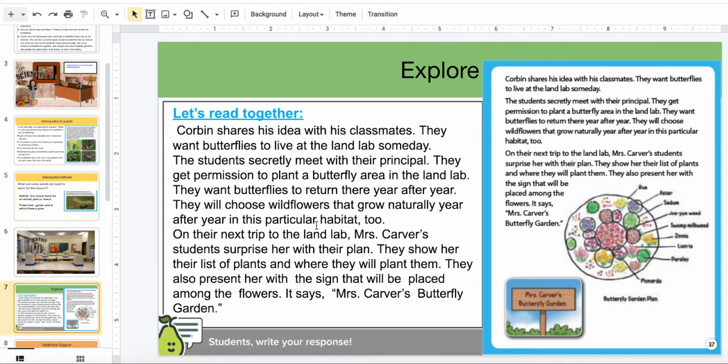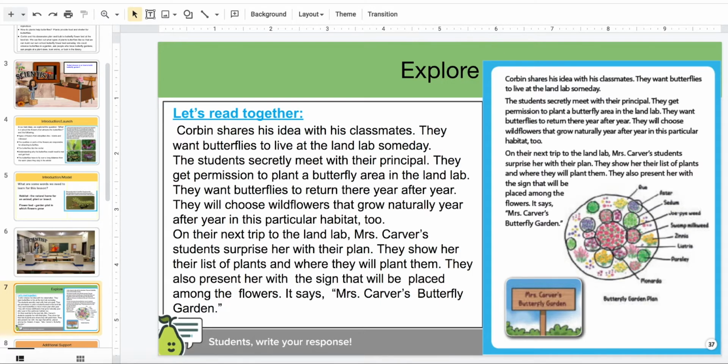On their next trip to the Land Lab, Mrs. Carver's students surprise her with their plan. They show her their list of plants and where they will plant them. They will also present her with the sign that will be placed among the flowers. It says, Mrs. Carver's Butterfly Garden.